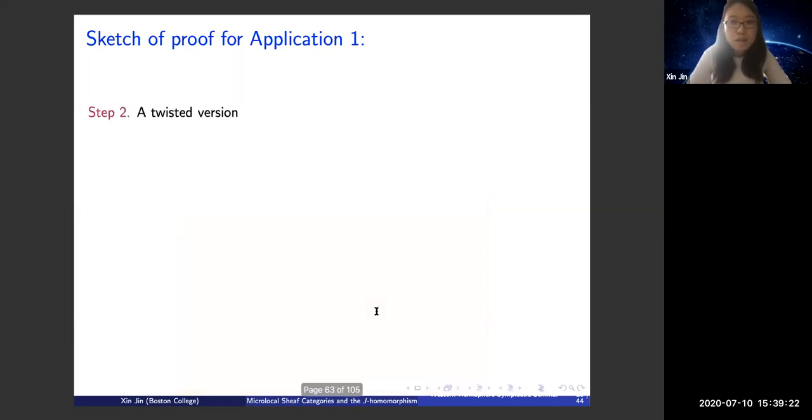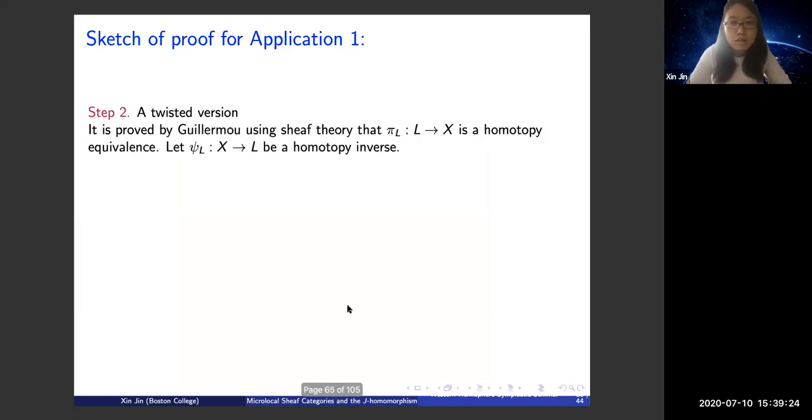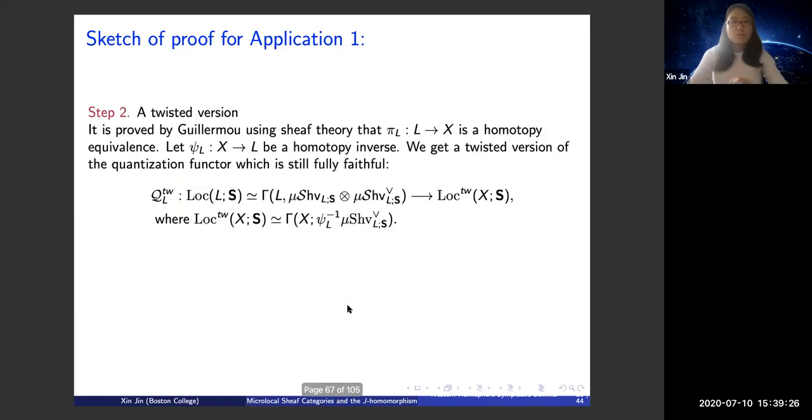Okay. And then one can also get a twisted version of this, which is also used in Guillermou's paper, to try to prove this result: that this pi_L from L to X is a homotopy equivalence.